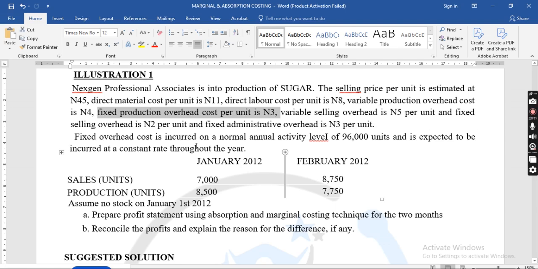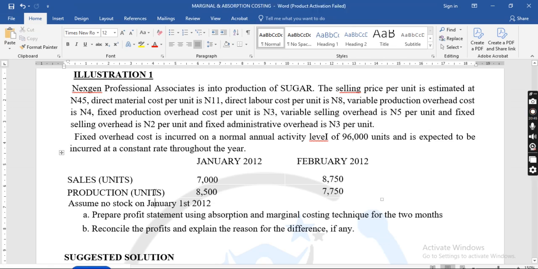Now, your fixed selling overhead is an expense. It is attributable to sales. It is not attributable to production. So you will not add it when you are doing your full cost. Your fixed administrative overhead is an expense, a fixed cost. It is not attributable to production. The only fixed cost that is attributable to production is the fixed production overhead cost per unit, which is your OAR, and it is given already.